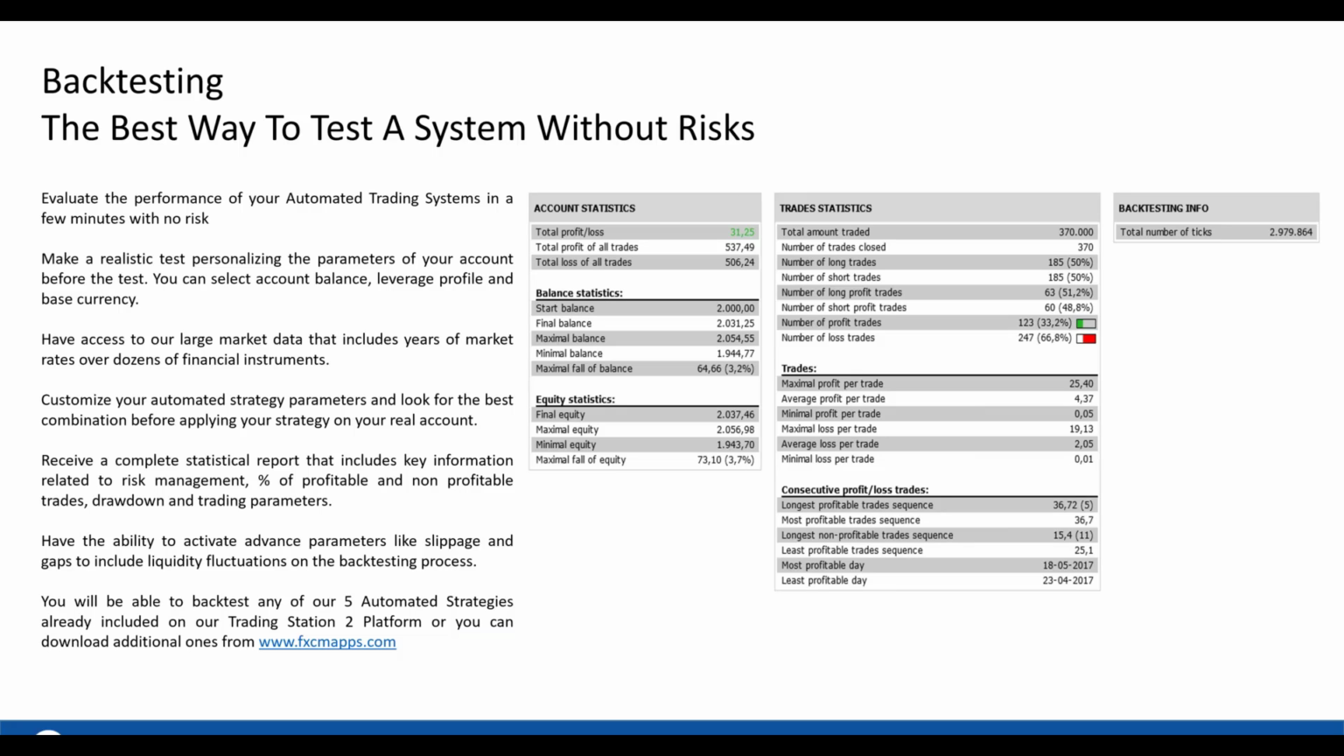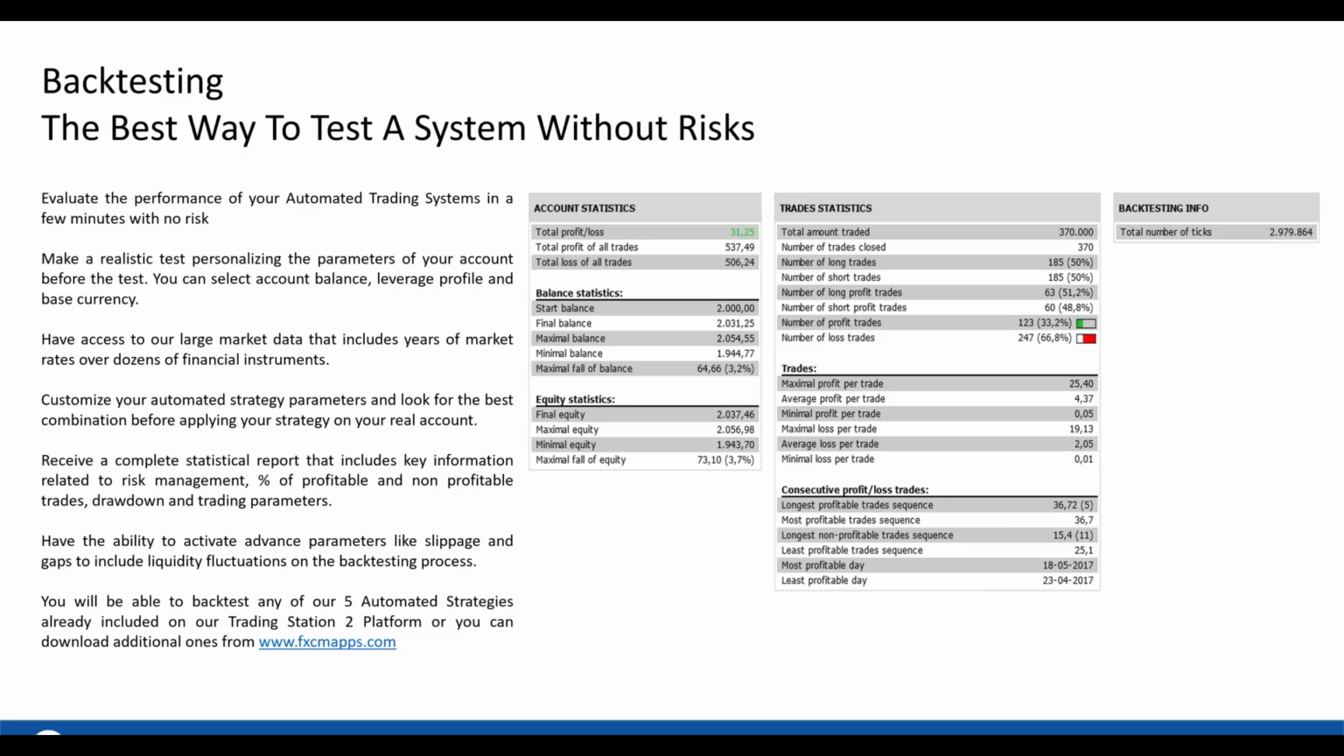Receive a complete statistical report that includes key information related to risk management, percent of profitable and non-profitable trades, drawdown, and trading parameters. Have the ability to activate advanced parameters like slippage and gaps to include liquidity fluctuations on the backtesting process. You will be able to backtest any of our 5 automated strategies already included on our Trading Station 2 platform, or you can download additional ones from www.fxcmapps.com.